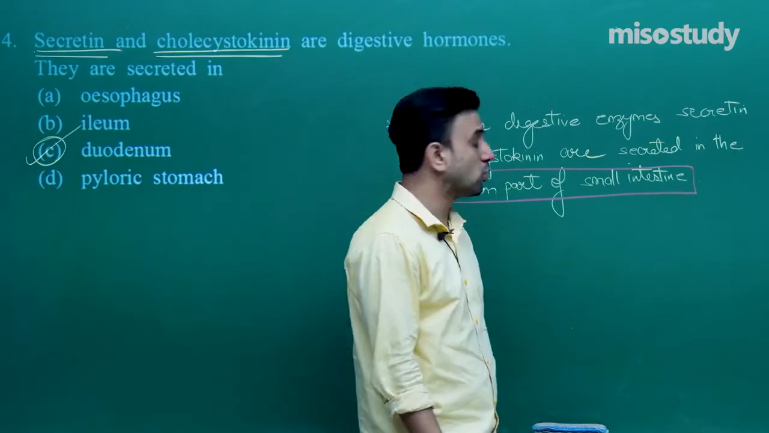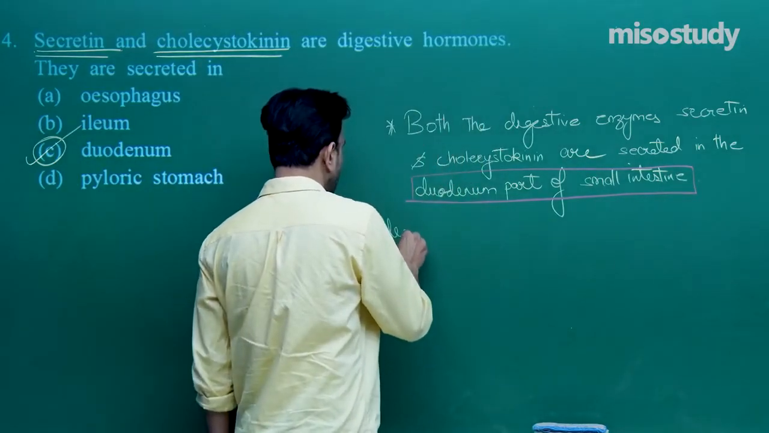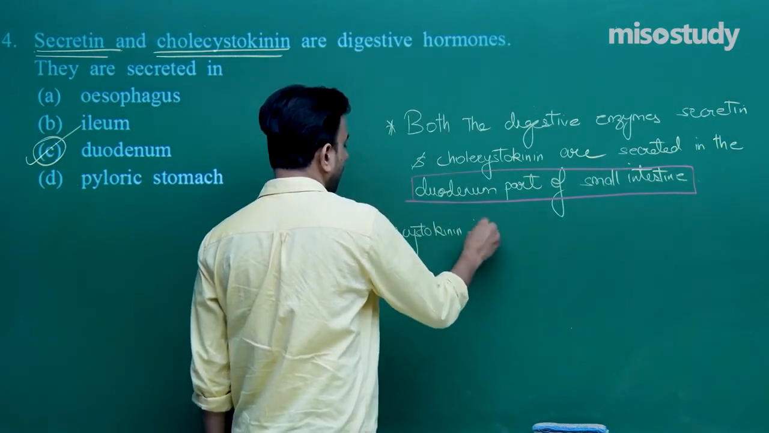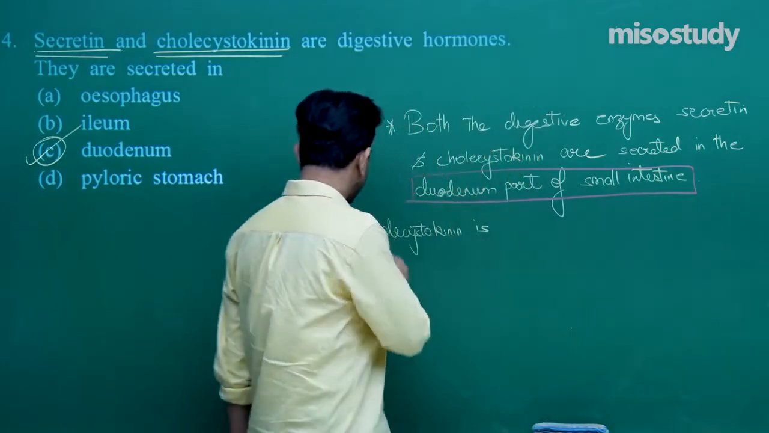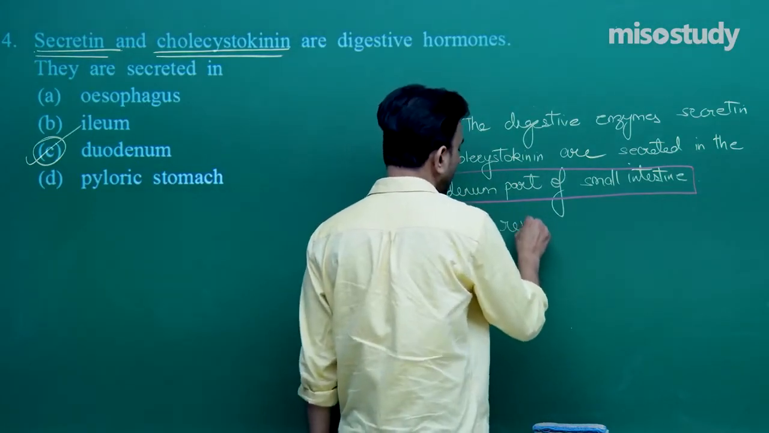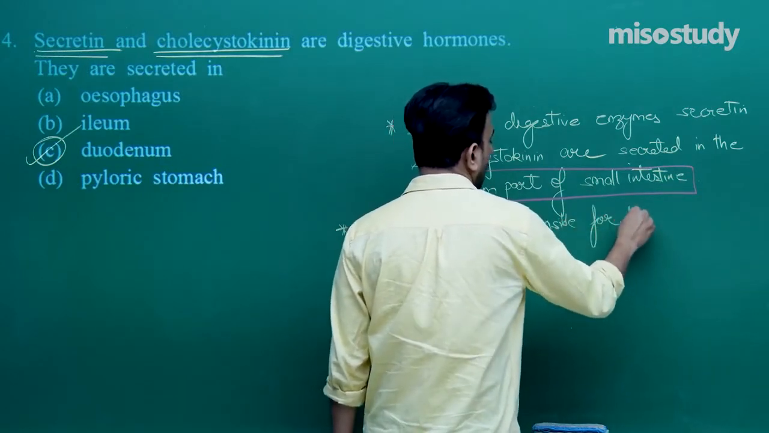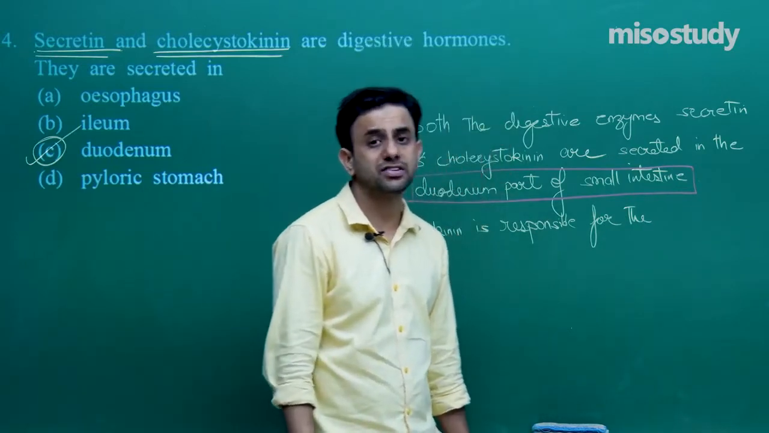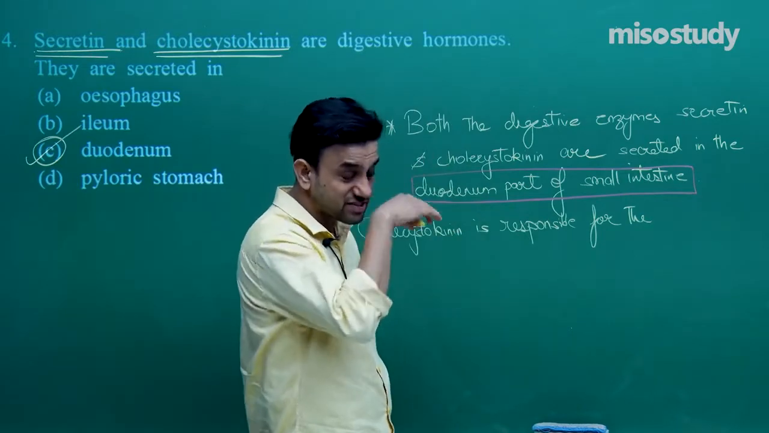So let's talk about the cholecystokinin first of all. The cholecystokinin is responsible for the contraction of the gallbladder, and we know the gallbladder is the place where the bile is stored. The bile is formed in the liver but stored in the gallbladder. We have done this, the cystic duct and all that.